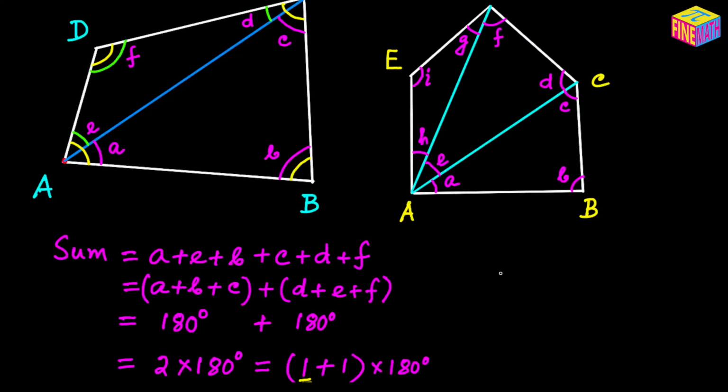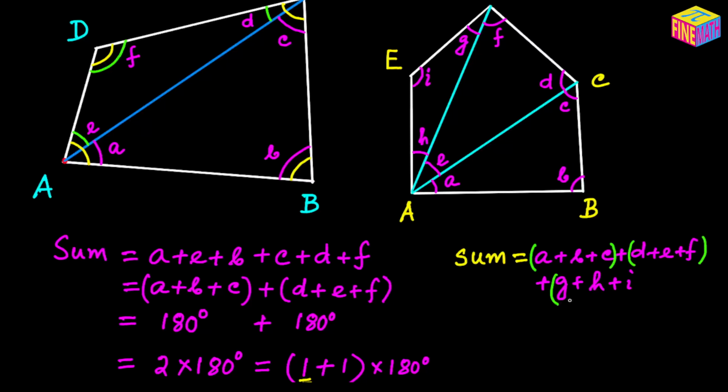Right? So now if I add up all of these little angles, that is actually going to give us the sum of the interior angles of this pentagon, right? So now we can say that the sum of the interior angles here would be equal to, so now I'm going to write, a plus b plus c plus d plus e plus f plus g plus h plus i. And then if you think about it, suppose we group them like this: a plus b plus c together, and then d plus e plus f together, and then g plus h plus i together.